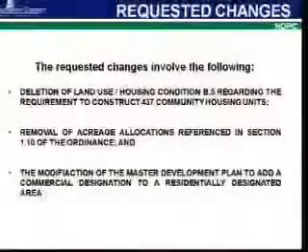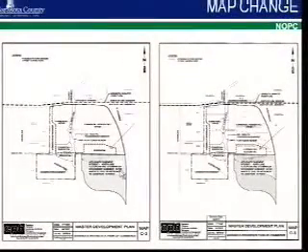And the final change has to do with the map shown here. The map on the left is the current approved master development plan. The red arrow indicates the area of the map to be changed. You can see the word residential there. And then the map on the right is the proposed change to the map, whereby the word commercial is being added to that map.